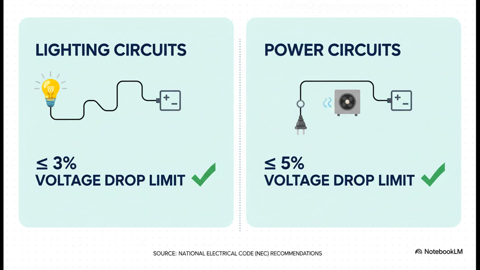You'll see lighting circuits are held to a tighter standard. Only a 3% drop is allowed. That's because even a tiny drop in voltage can make lights flicker, and nobody wants that. Power circuits that run things like motors can handle a little more, up to 5%.